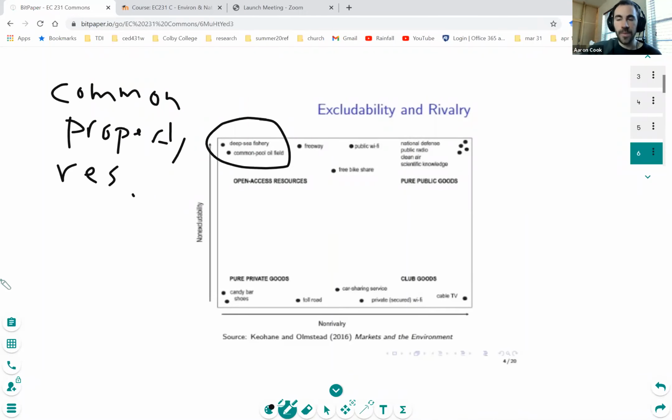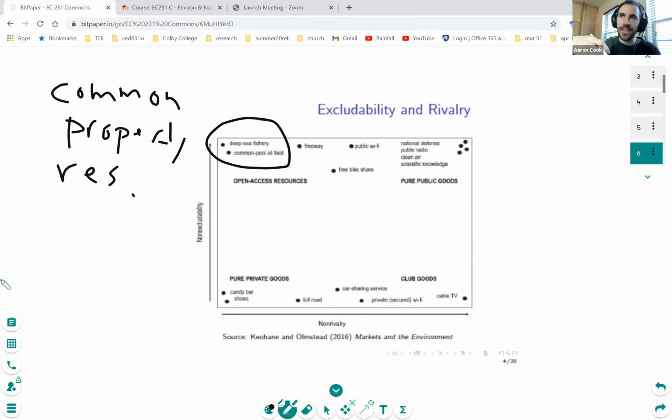Things which are rival, where your use of that good or your extraction of the good leaves less for other people, but there's no mechanism for preventing the use of it by somebody else. There's no fence around the ocean. At least there's no fence around the open ocean.